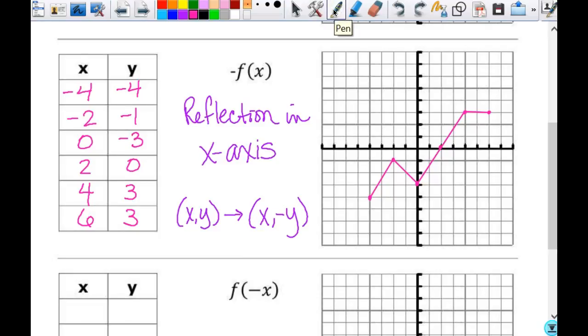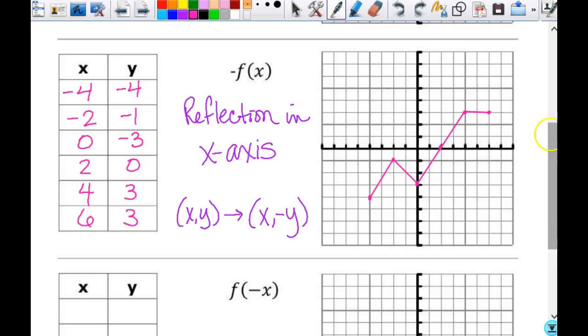So this is what we're doing if we just have points, like we just look at the t-chart and do it that way. But if you're looking at it from a parent function perspective, you do the same thing with your key points and just understand what the reflection is supposed to look like in the x-axis. Okay, we all good? Any questions?